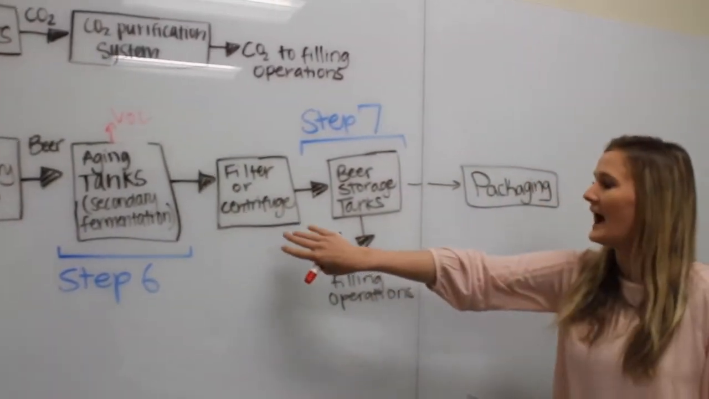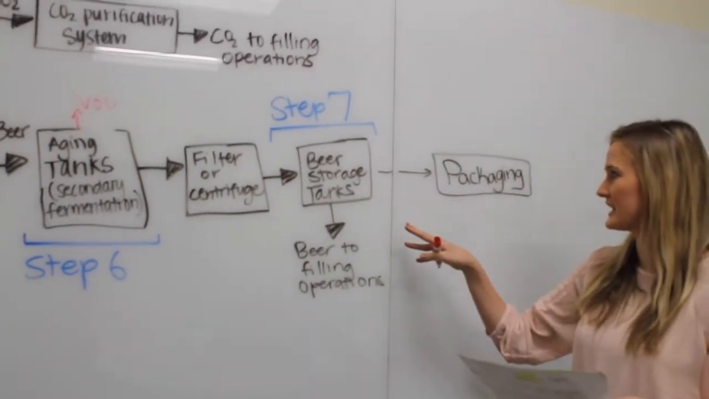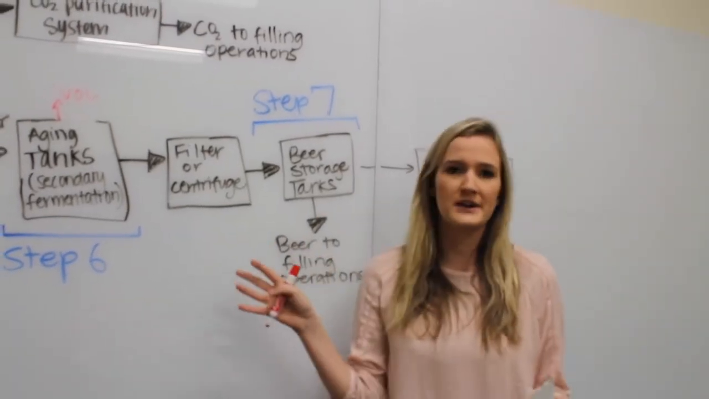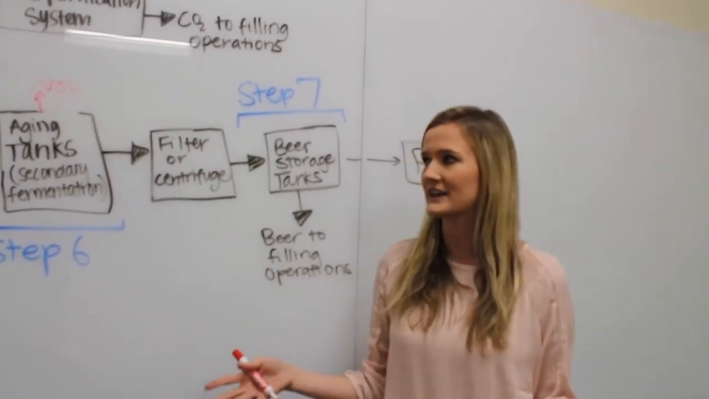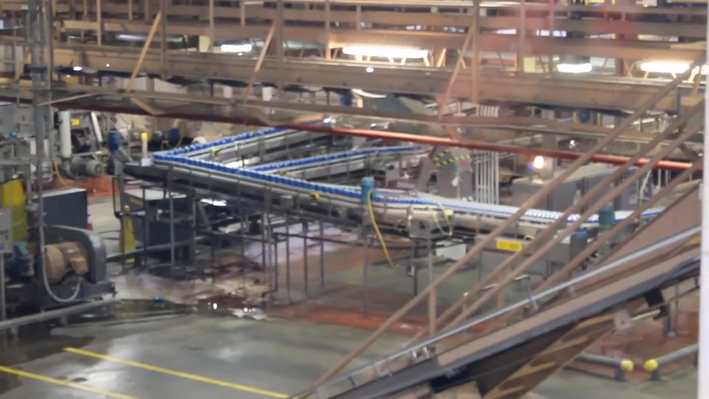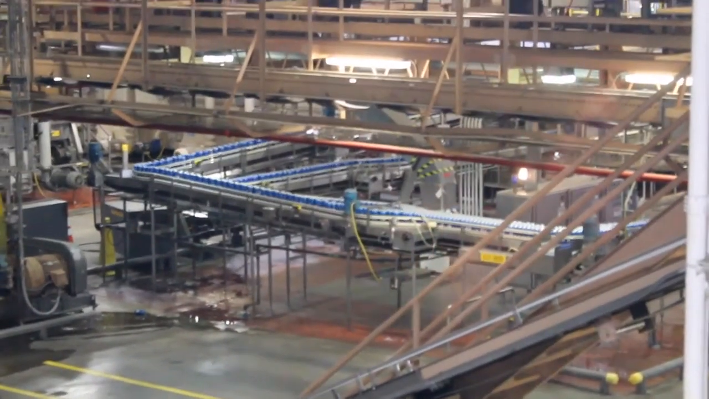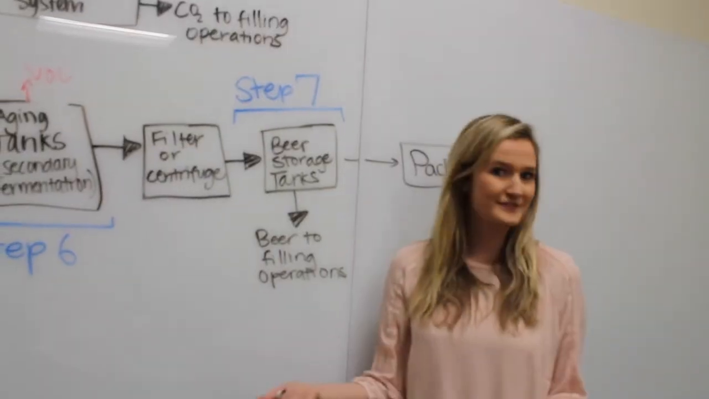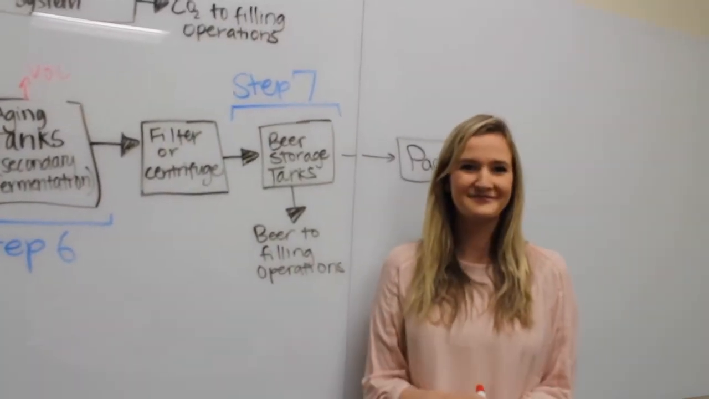And then after the beer is in the storage tanks, it goes on to packaging. And packaging is mainly just when you take the beer and put it into cans or kegs or anything that consumers can buy to consume the beer. And in the packaging step, our main emissions, once again, are going to be those VOCs or ethanol.